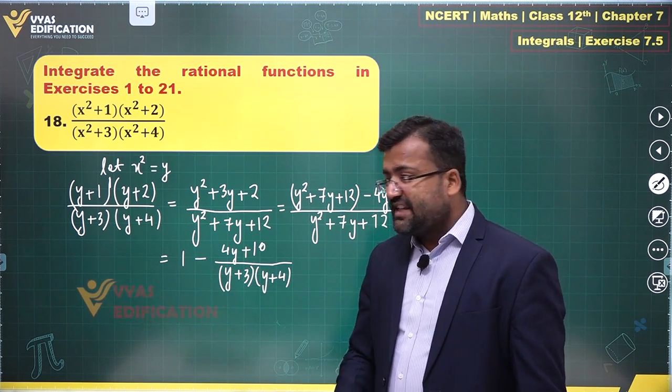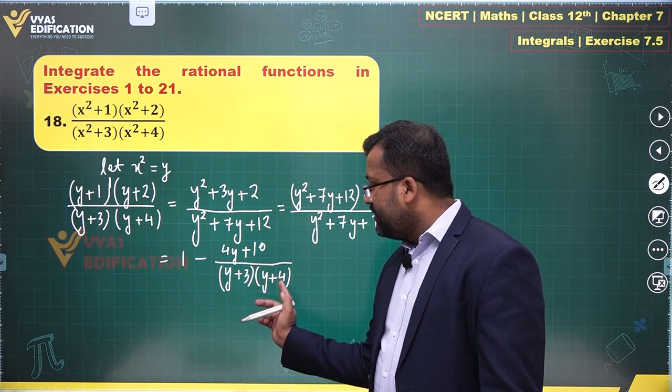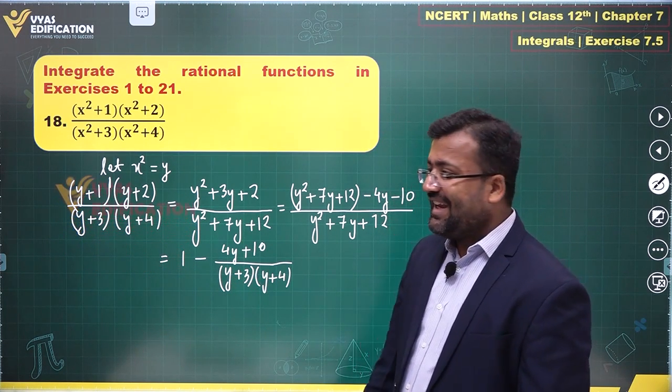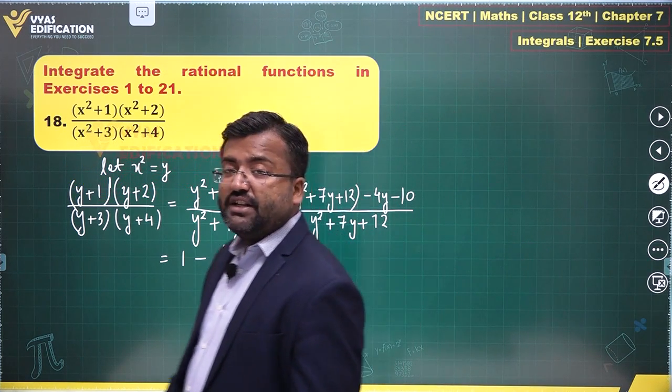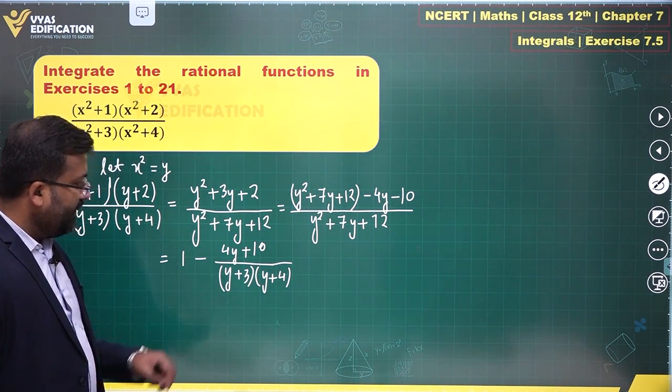Instead of y, you can replace x square. So this will be (4x² + 10) over (x² + 3)(x² + 4). But then again, we'll have to convert this into partial fractions, right or not? Yes. So for converting this into partial fractions, let's do it here only.